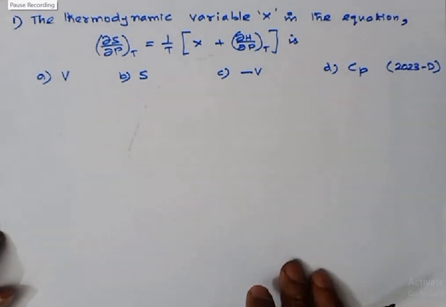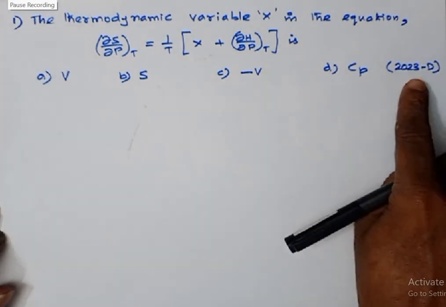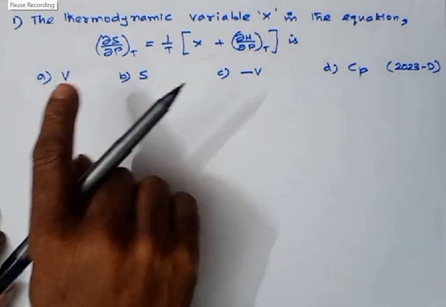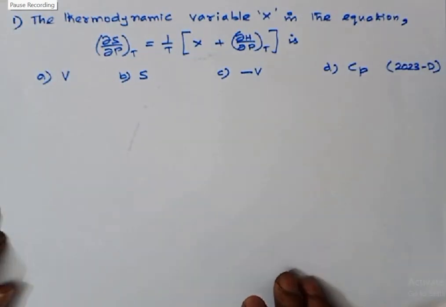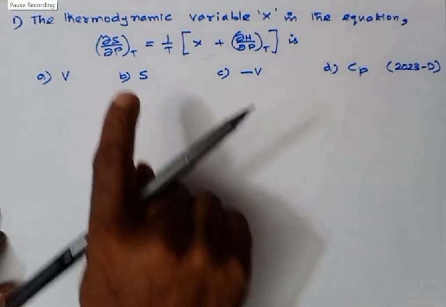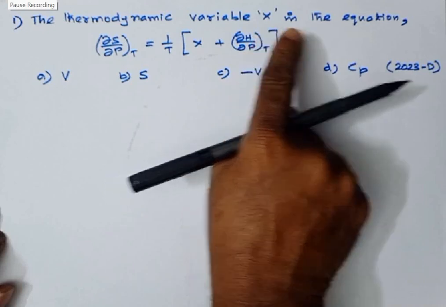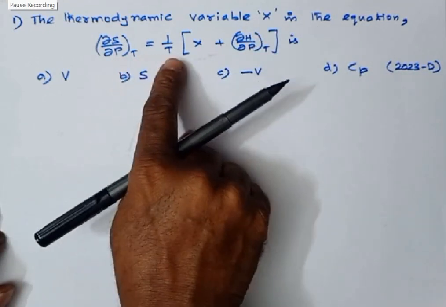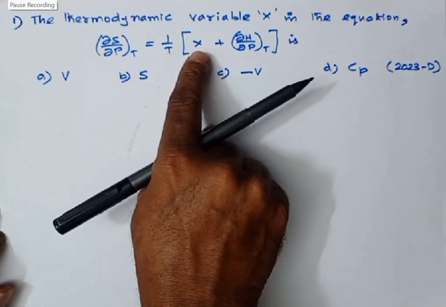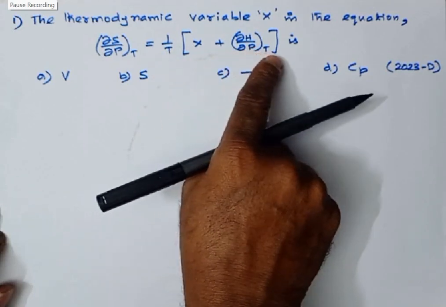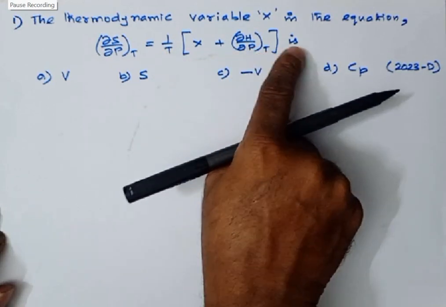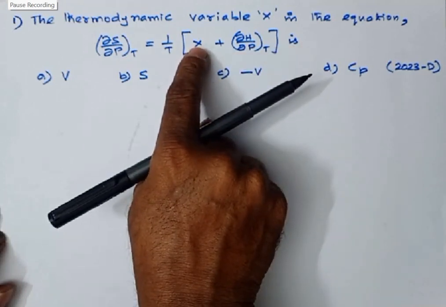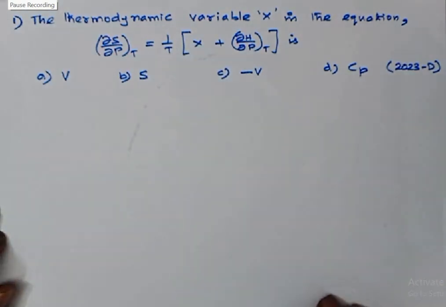Okay. This question appeared in the 2023 December examination. This question is from the classical thermodynamics topic. The thermodynamic variable x in the equation (∂S/∂P) at constant temperature equals 1/T [x + (∂H/∂P) at constant temperature] is. So we need to find out what that thermodynamic variable x is supposed to be.